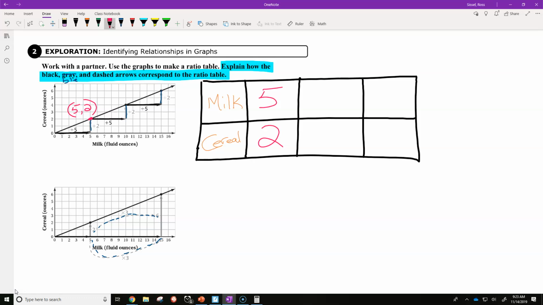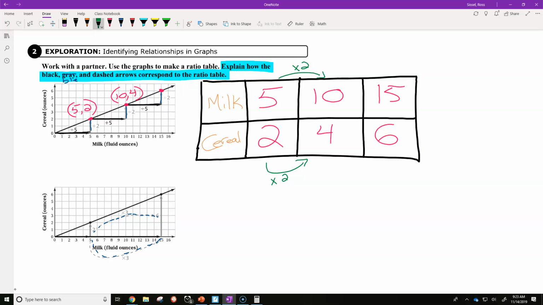The next coordinate point they gave me was this one, which was 10, 4. So 10 milk, 4 cereal. Then they gave me this coordinate point, which was 15, 6. We're able to use a line to identify any 2 coordinate points that are easy to recognize, and those give me my equivalent ratios. 5 to 2, 10 to 4, 15 to 6. If you noticed, how do I go from 5 to 10? I could multiply it by 2.